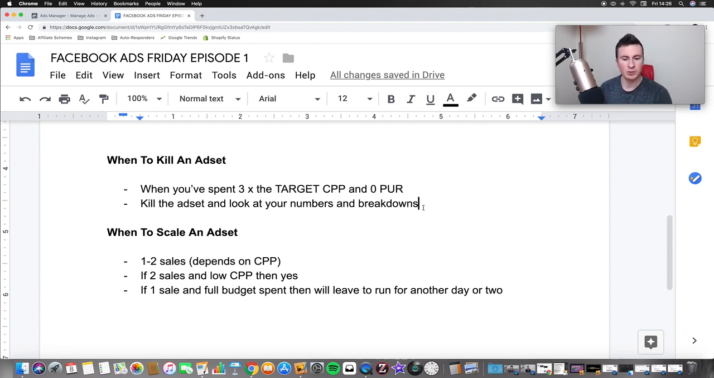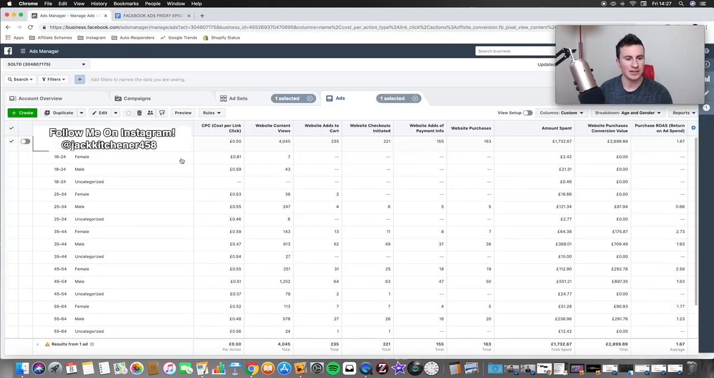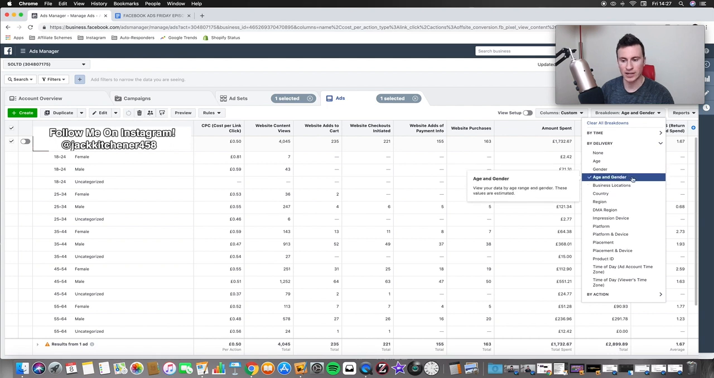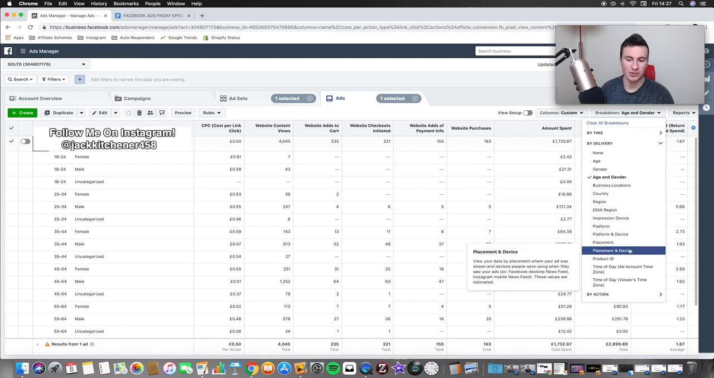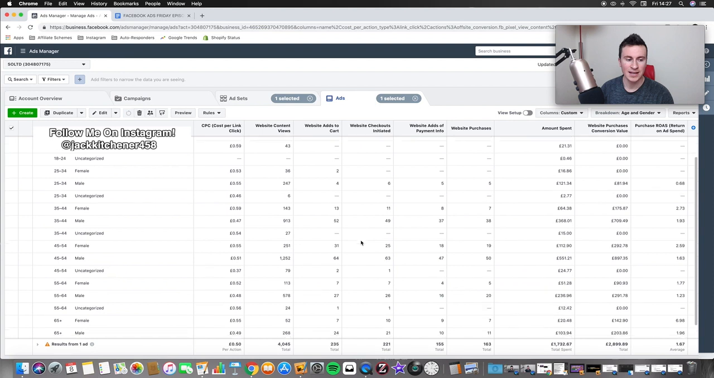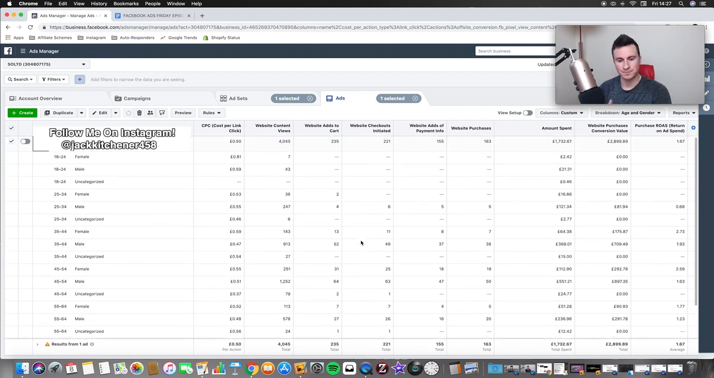Moving on to the next point, which is your breakdowns. I've got an ad I want to show you guys. If we go back into my ad manager account, what I've done is split it down by age and gender. If you've run an ad and it's not performing very well, before you kill it and write it off completely, go through the breakdown. You can do age and gender, regions, platform and devices, depending on what your targeting is. You want to see if there are any potentially profitable segments that you can duplicate this ad set into.